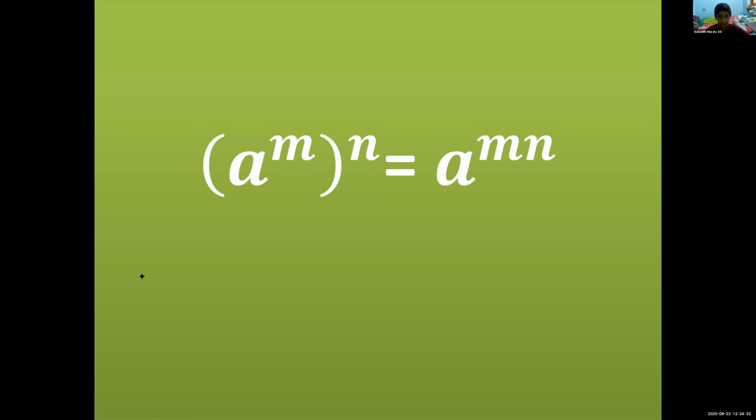a raised to m, the whole raised to n, is equal to a raised to mn.